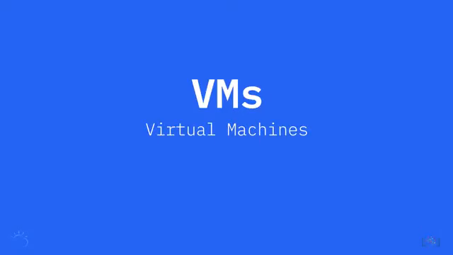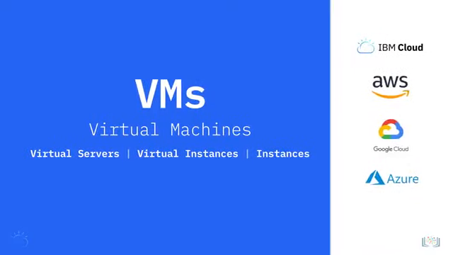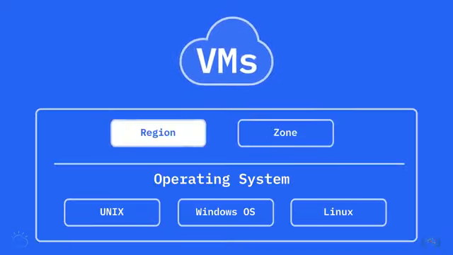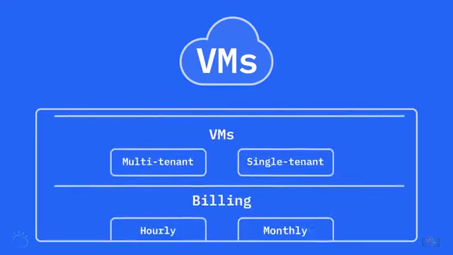Virtual machines, or VMs, are also known as virtual servers, or virtual instances, or simply instances, depending on the cloud provider. The various cloud providers make VMs available in a variety of configurations and deployment options to serve different use cases. When you create a virtual server in the cloud, you specify the region and zone, or data center, you want the server to be provisioned in, and the operating system you want on it.